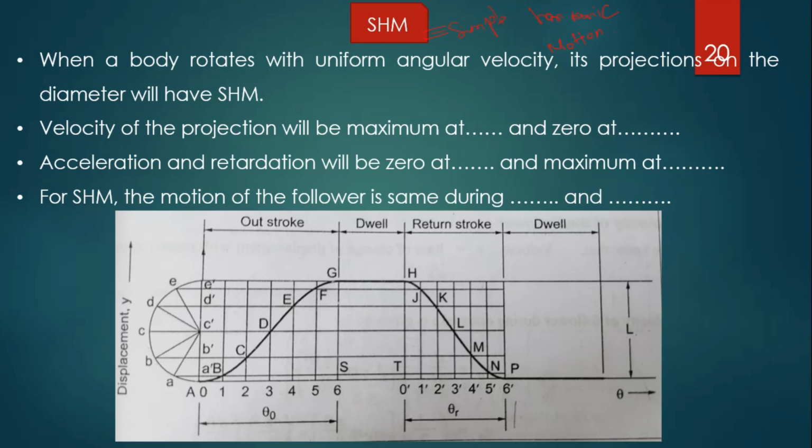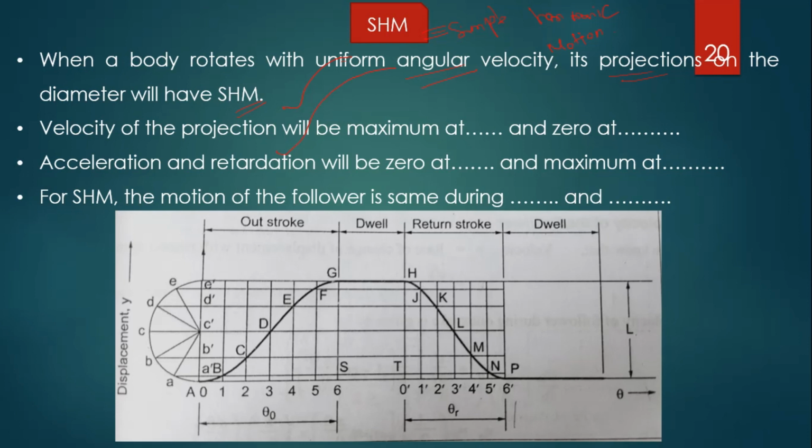Simple harmonic motion means when a body rotates with uniform angular velocity, its projection on the diameter will have simple harmonic motion, right? Like this. For example, take a coin, mark any one point, and allow that coin to rotate 360 degrees on a flat surface and trace that particular point, and you will get a simple harmonic motion like this, right?